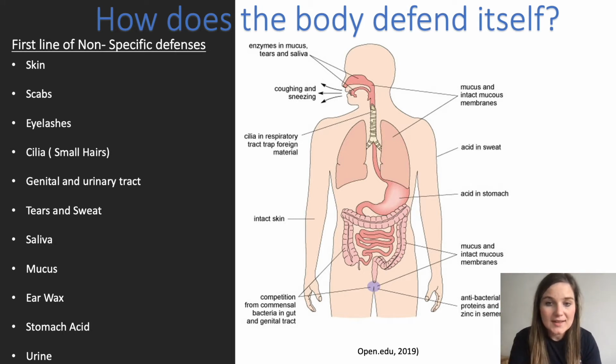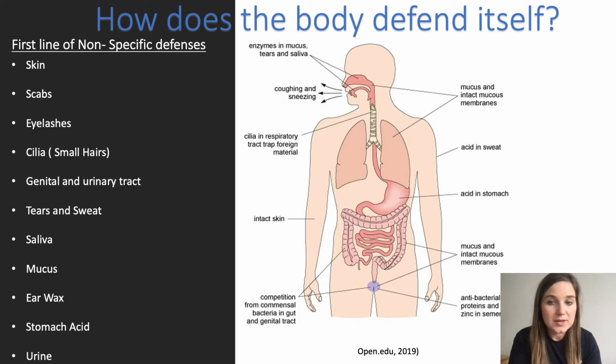Cilia are small hairs that are found in the nose and the throat. They trap pathogens that may try to enter the body. They are then coughed or sneezed up or blown out of the nose. Genital and urinary tracts: harmless bacteria in the genital tract together with mucus prevent pathogens from entering the body. Tears and sweat: tears contain enzymes and salt, also found in sweat, which can destroy pathogens.